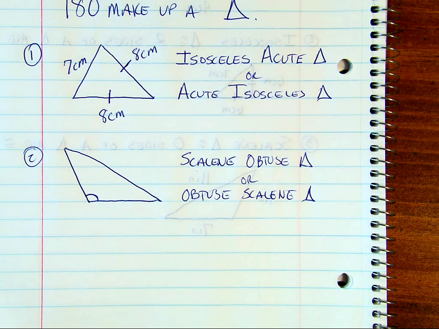Because it's obtuse. You can have an obtuse isosceles. It's a scalene triangle because it has an equal 90 degrees. Scalene has nothing to do with angles. Emma? Just by looking at the picture, how do you know it's scalene?